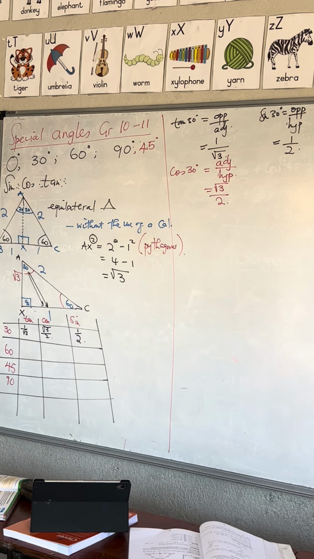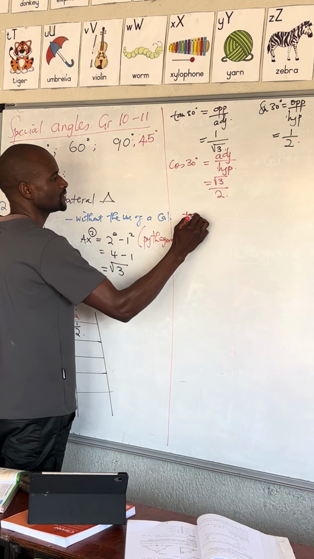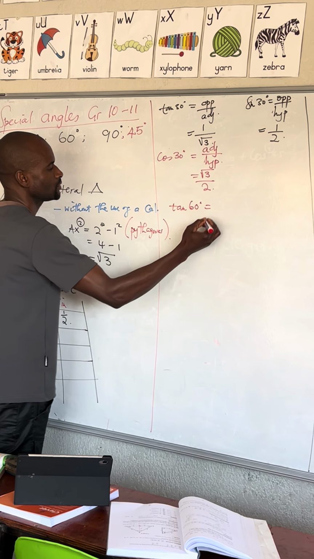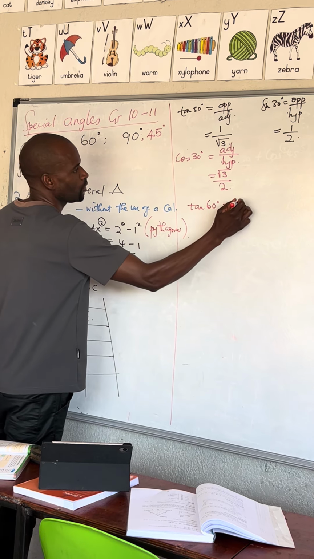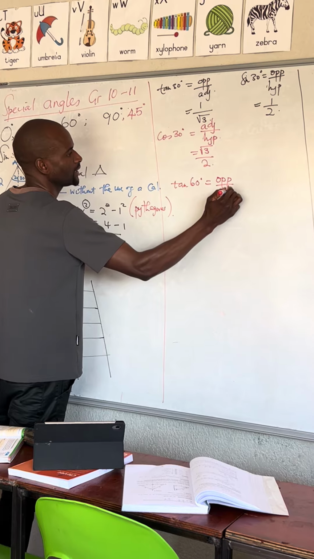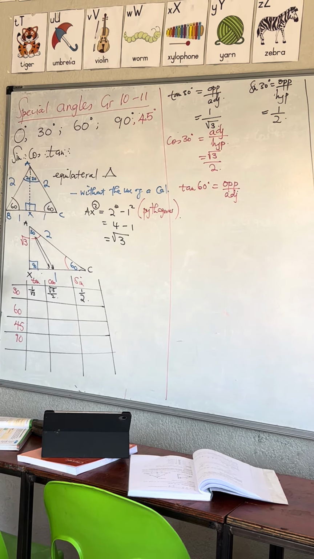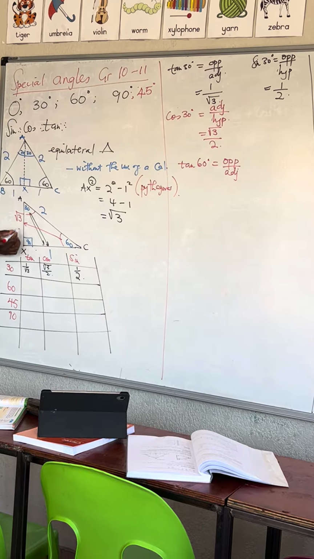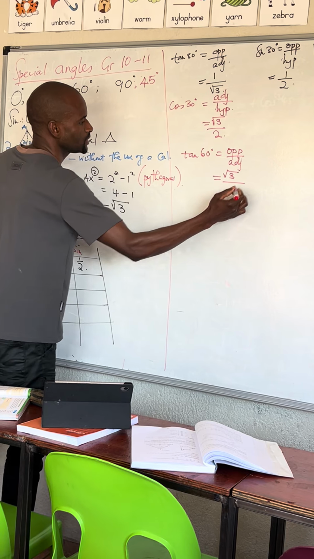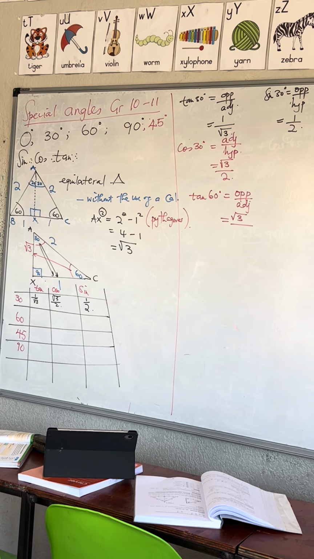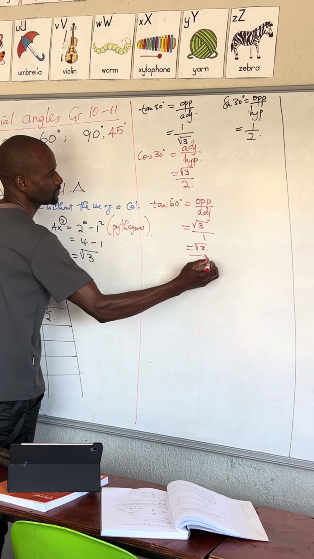And then we can now use 60. We are going to do the same thing. What is tan 60 degrees? Tan is equal to opposite over adjacent. What is our opposite for 60? This one, right? So our opposite is √3. What is our adjacent for 60? It's 1, so tan 60 is √3. So this is our answer.